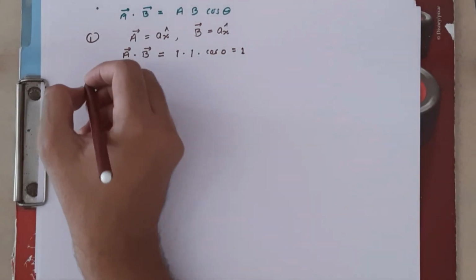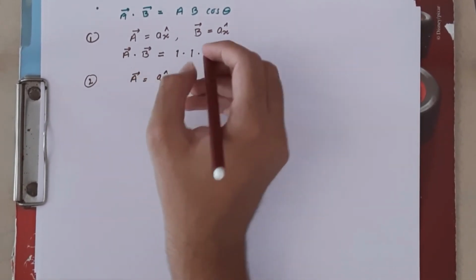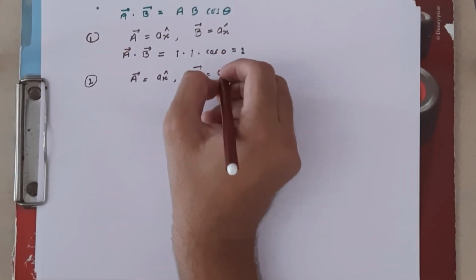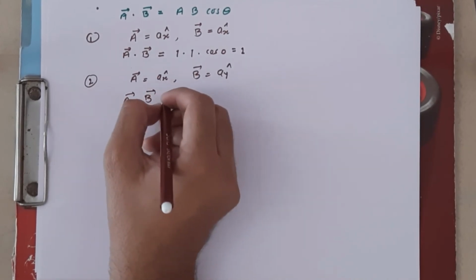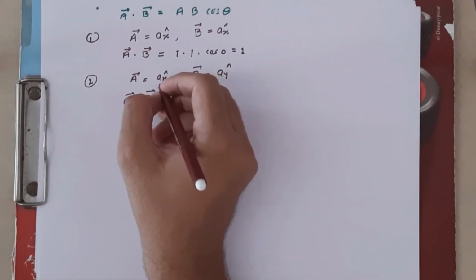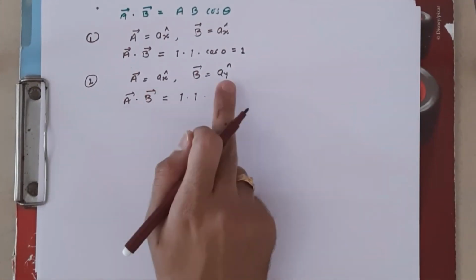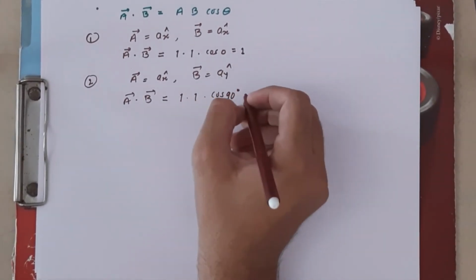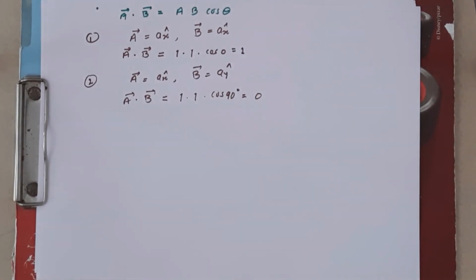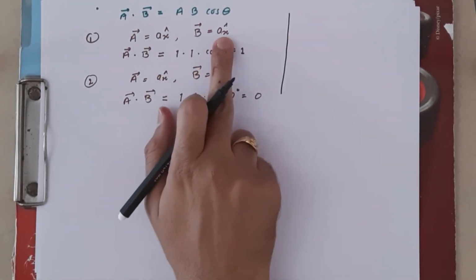Clear? Similarly, if vector A is AX and vector B is AY, then do the dot product between the two vectors. The magnitude of A is 1, the magnitude of B is 1, and what is the angle between AX and AY? It is 90 degrees. So cos 90, and cos 90 is 0. So it's 0.